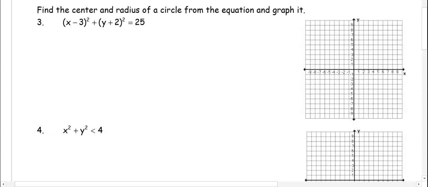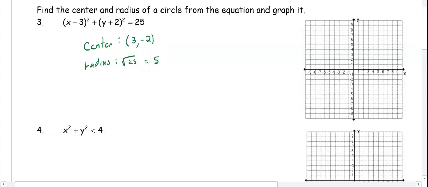So in number 3, we have the equation in graphing form. So we need to figure out the center and the radius. The center, we're going to take the opposite signs, so we would have (3, -2). And the radius is the square root of 25, which is 5.